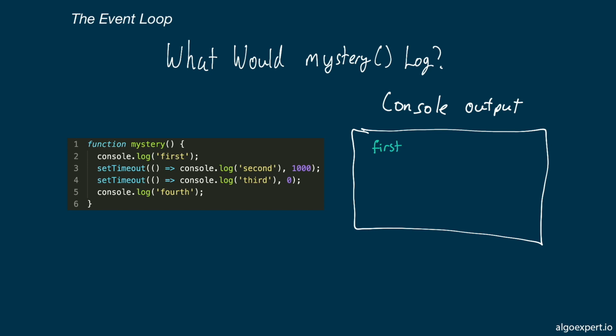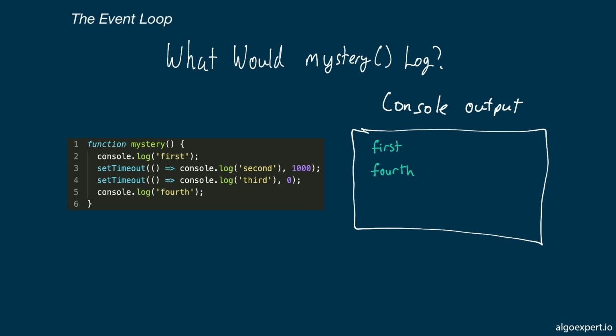Then we have two set timeout calls, and we know that these will call the web API with their 1 second and 0 second delays respectively. The third one would immediately move into the task queue, but we can't call it yet since the call stack still contains mystery. Okay, so next we log out fourth, and again this one is simply a call to console log, so it logs straight out, no need to use any web APIs. And with that, the mystery function would be complete and the call stack would be empty.